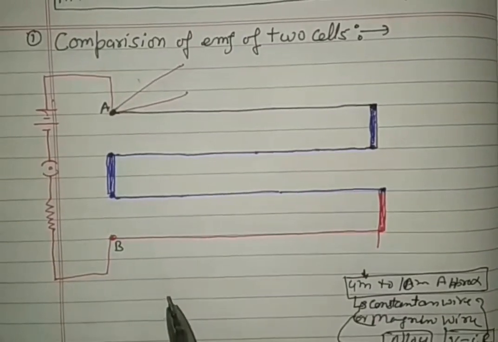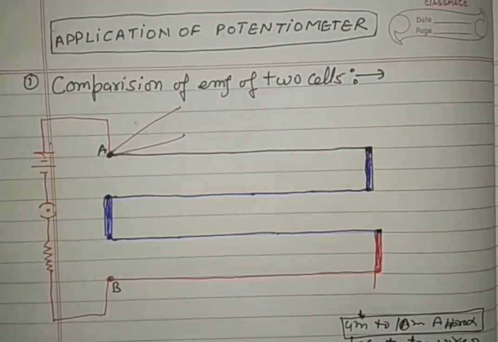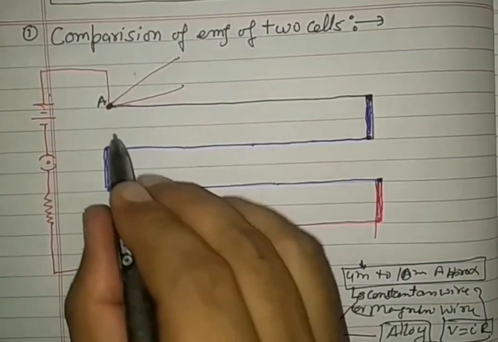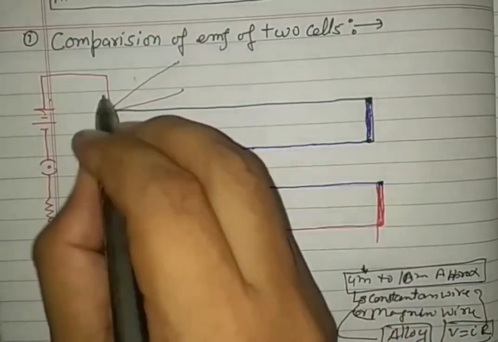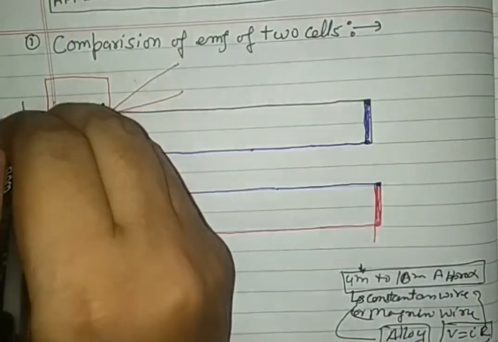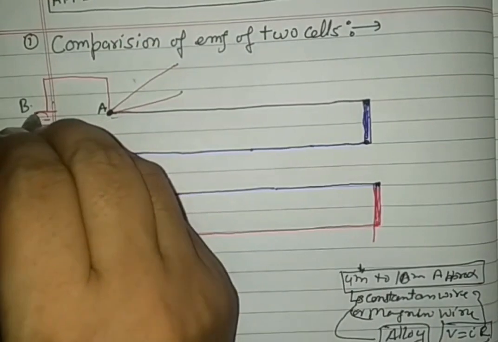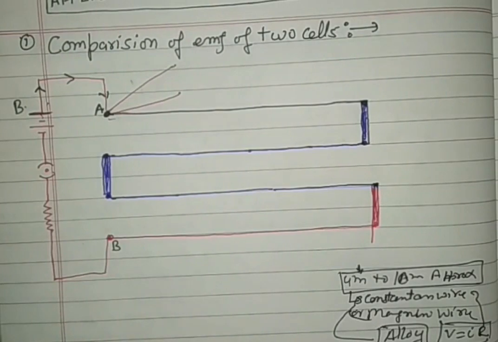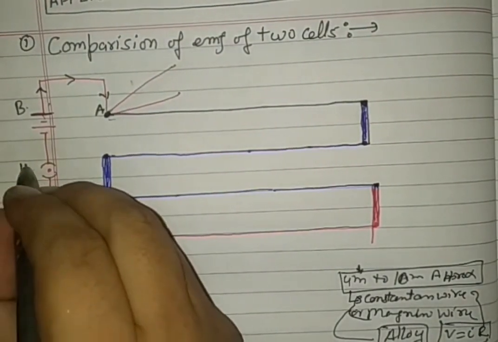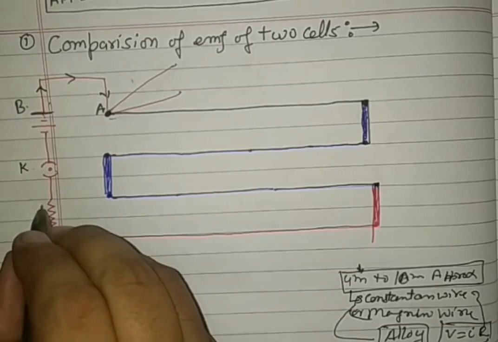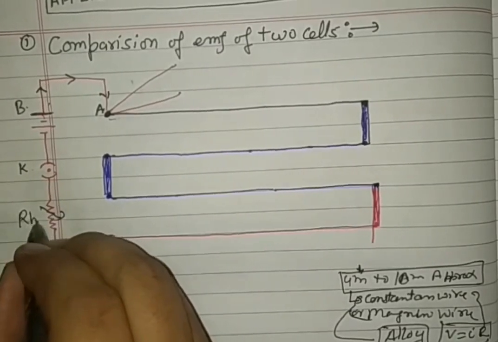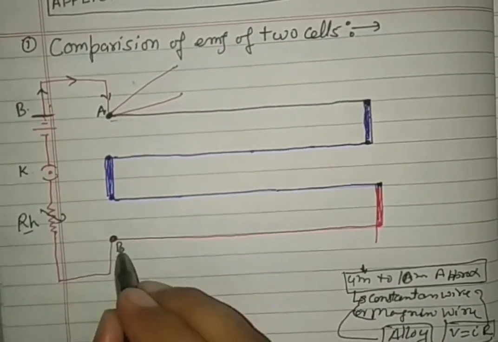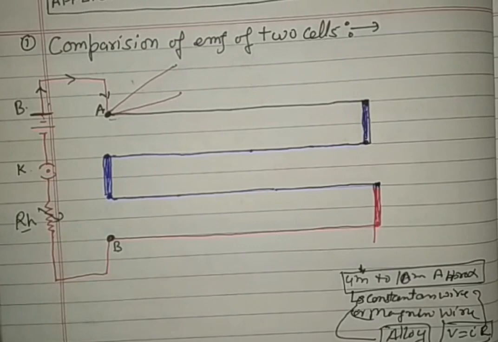Here see the main connection of this. See the circuit diagram very carefully to understand the concept. Here this is a potentiometer. From terminal A, battery B is connected. This is the positive, so current I flows through it. Then it is a key and it is a rheostat. See carefully. And then the second end is connected with the second end of the potentiometer at B.